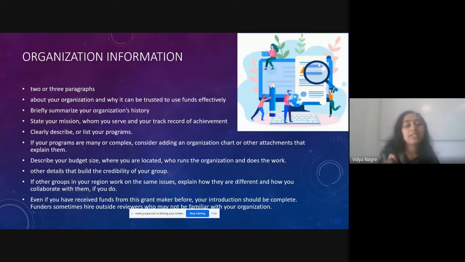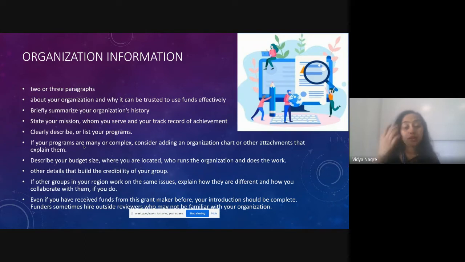So briefly summarize your organization's history. State your mission, whom you serve, and your track record of achievements in the past. Clearly describe or list all your programs, those you have already finished, ongoing programs, or programs you have planned for the future. If your programs are many or complex in nature, then consider adding an organization chart or other attachments, a separate attachment that gives a detailed explanation.